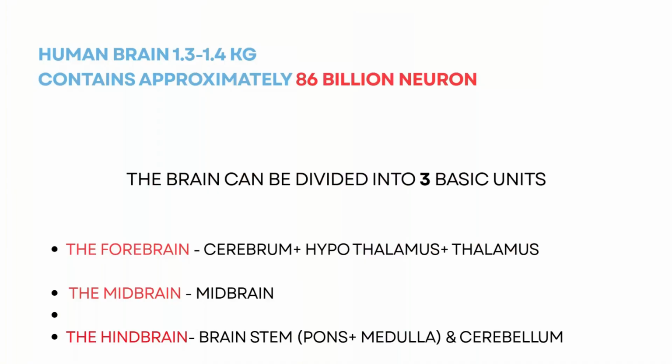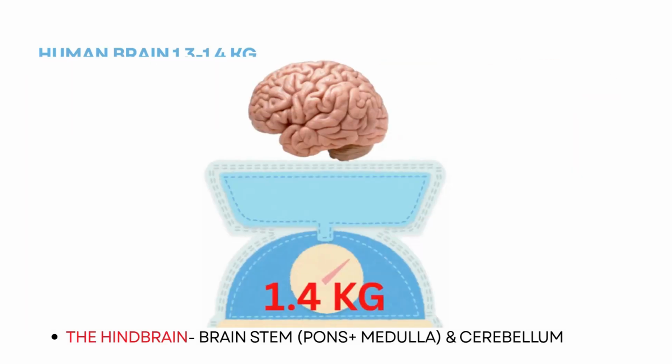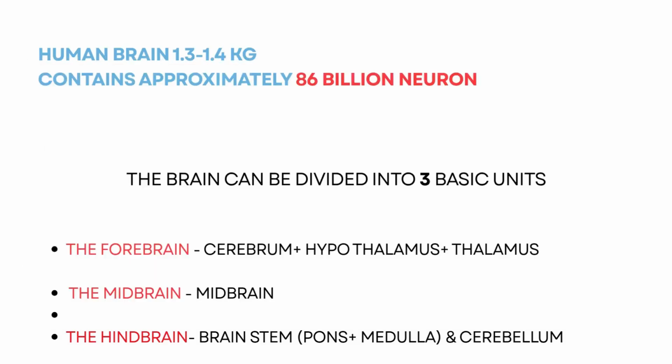The human brain is enclosed inside the skull. Approximately, the human brain weighs 1.3 to 1.4 kg. The brain is divided into three major units. The first one is the forebrain, then the midbrain and the hindbrain.